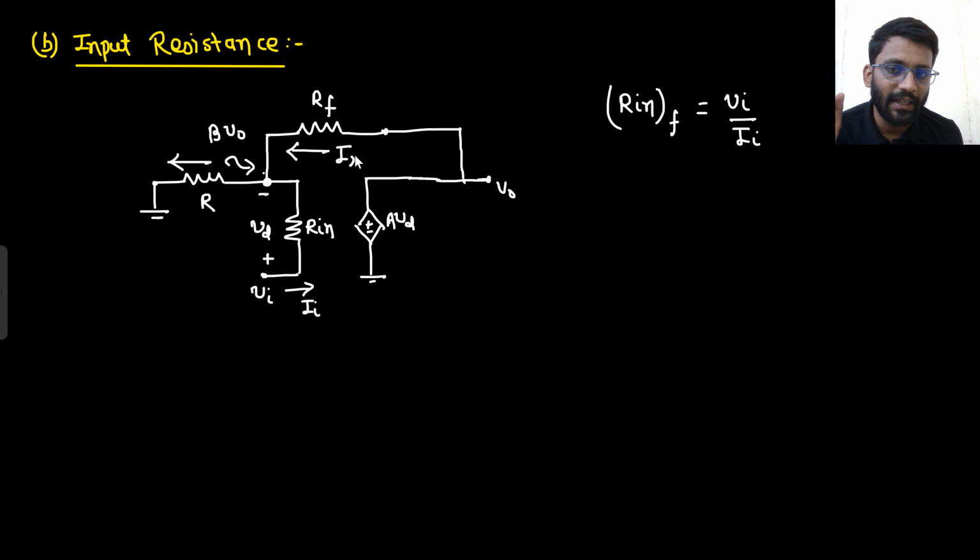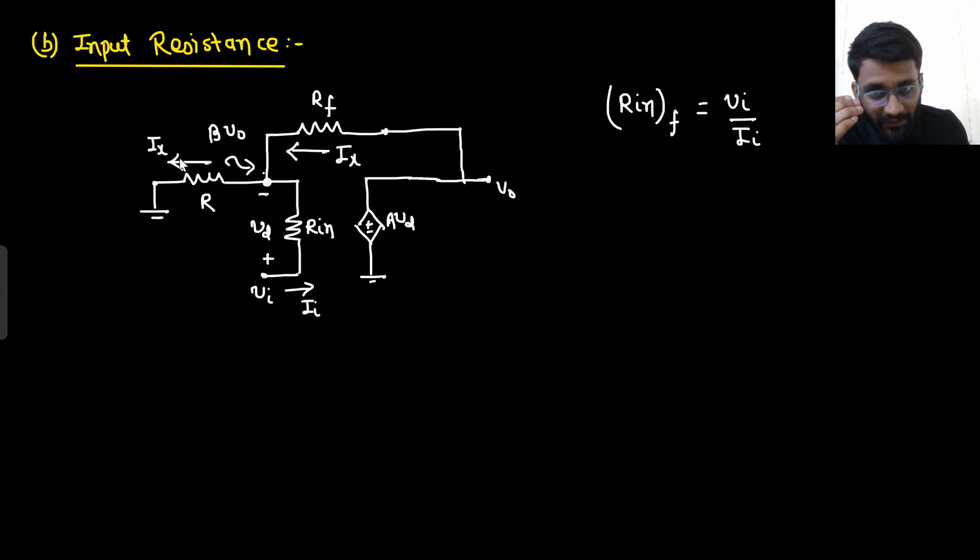So if this current was Ix, then complete Ix is flowing through R only. There is zero current going into Rin. Now you will say, sir, if there is zero current going into Rin, that means Iin is zero, so Rin is infinity. Yeah, your calculation is correct, but we need to find the expression for Rin with feedback, and the final answer that we get will be very large, that's for sure. But we have to take an assumption to make our calculation easier.